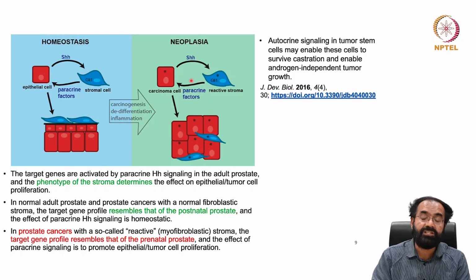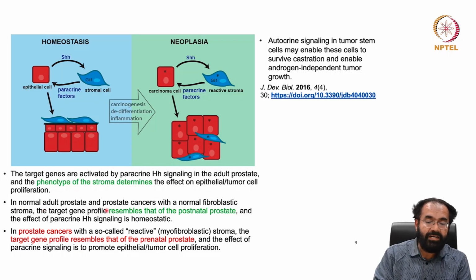And during carcinogenesis, what happens? Same event that is occurring, but however, these paracrine factors allow disorganization of the stromal cells and epithelial cells. Here it is well organized, here it is not organized. This is what happens. So the target genes are activated by paracrine Hedgehog signaling in adult prostate, and the phenotype of this stroma determines the effect of epithelial tumor cell proliferation.